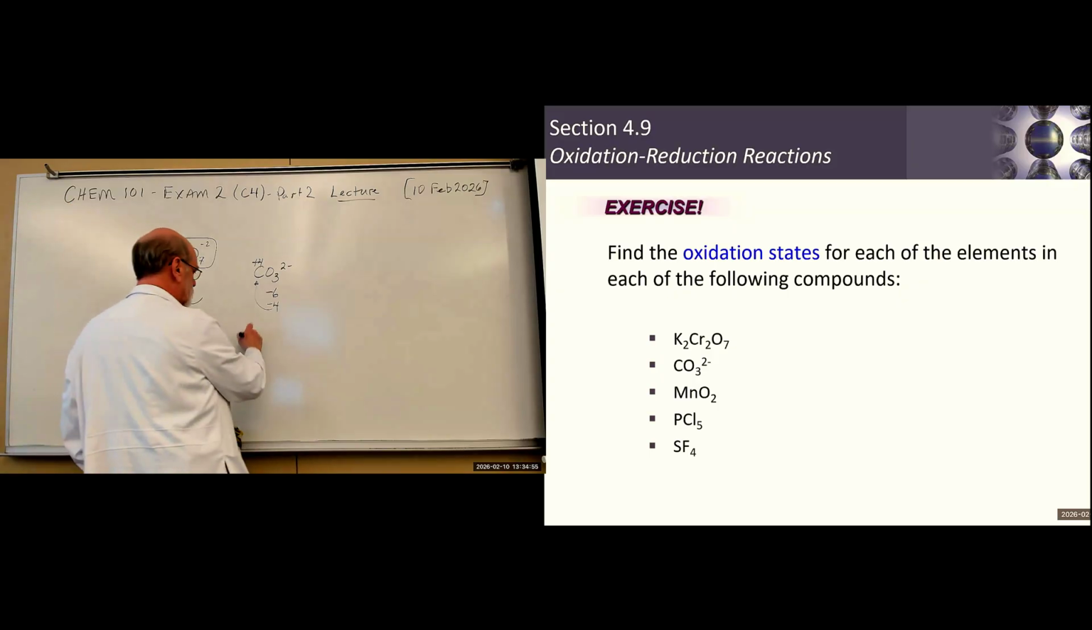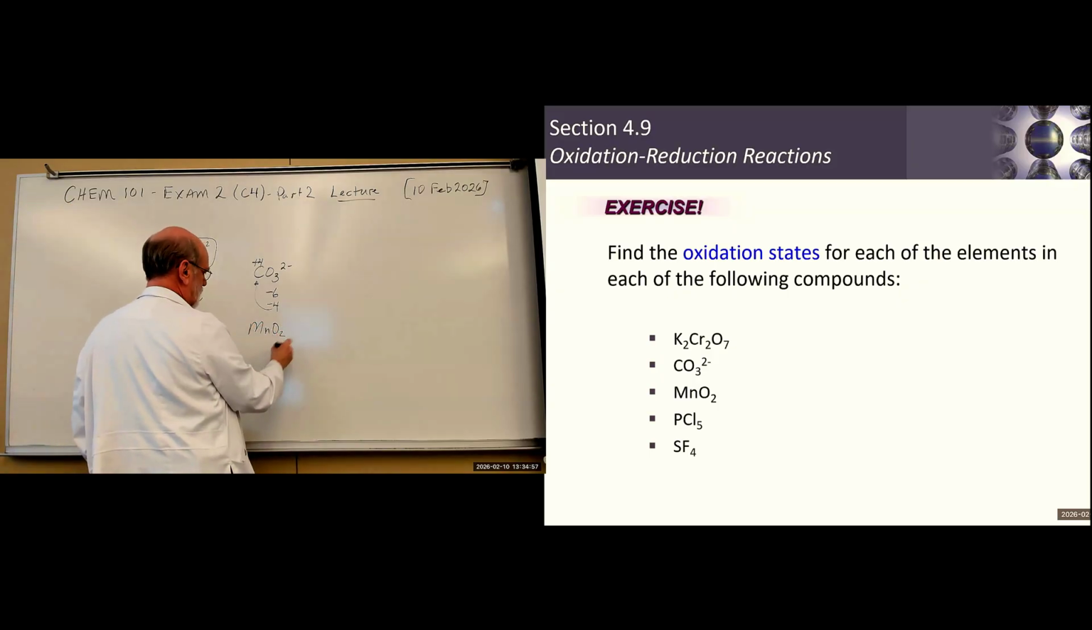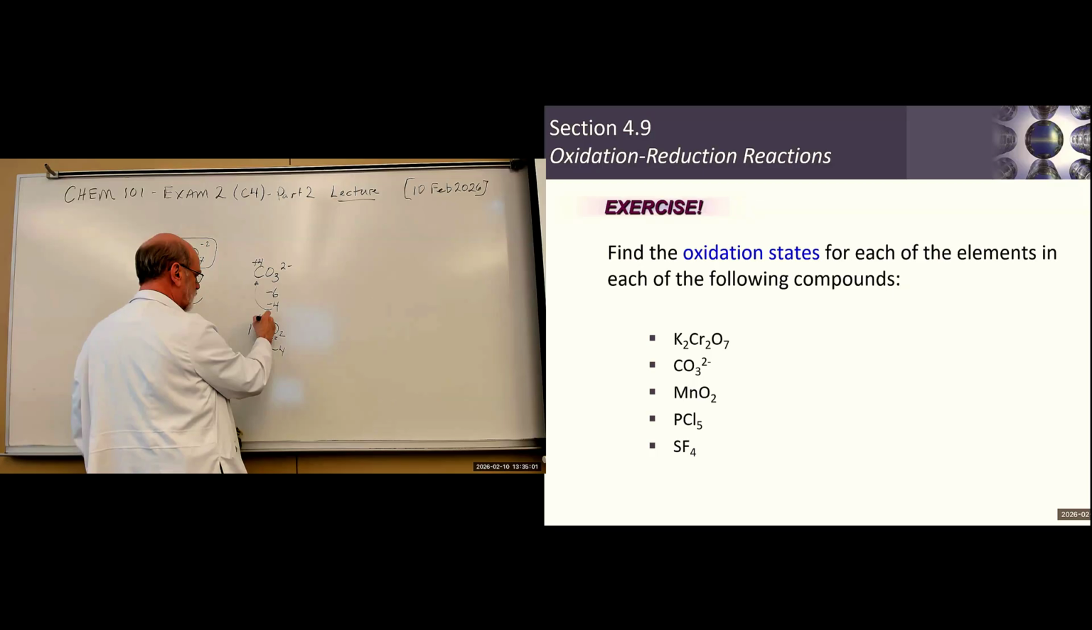Okay, MnO2. All right, we got another minus 2 here, so it's minus 4 total. This is a plus 4.